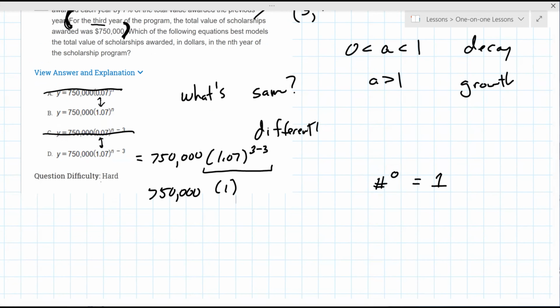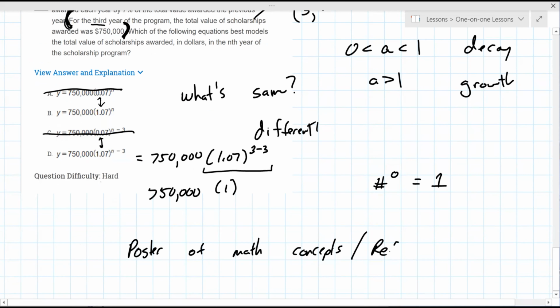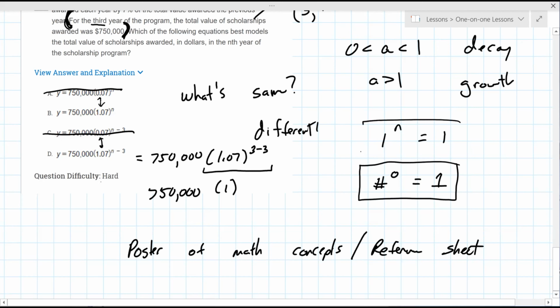Do you have a poster of math concepts, a reference sheet kind of thing? This is one of those things that's super important. Another one here is that one to any power is always one. These are just things to remember. That's why letter D is correct. I'm sorry we got sidetracked.